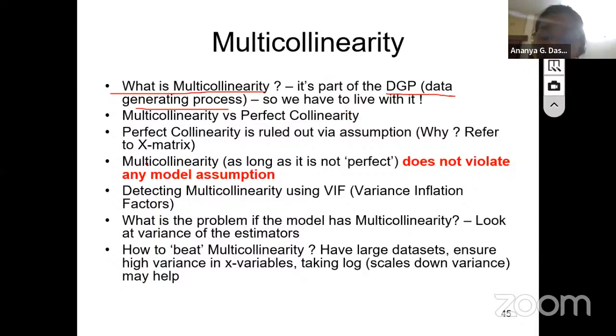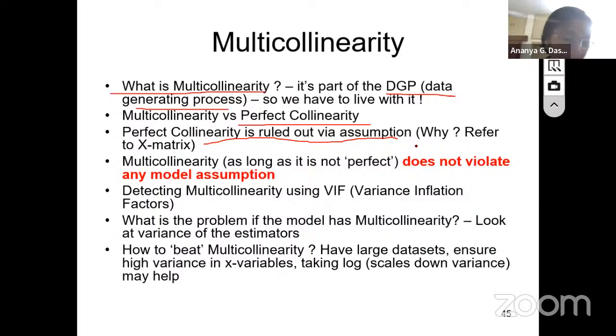Now, please make a distinction between multicollinearity and perfect collinearity. Multicollinearity is not perfect collinearity. It simply means correlation between the explanatory variables, a high degree of correlation between explanatory variables. It could be 0.99 or 0.97. That's multicollinearity. But perfect collinearity is when the relation is either 1 or -1. So when there's an exact relation between two variables. So please don't mix up the two, because perfect collinearity is ruled out by an assumption.